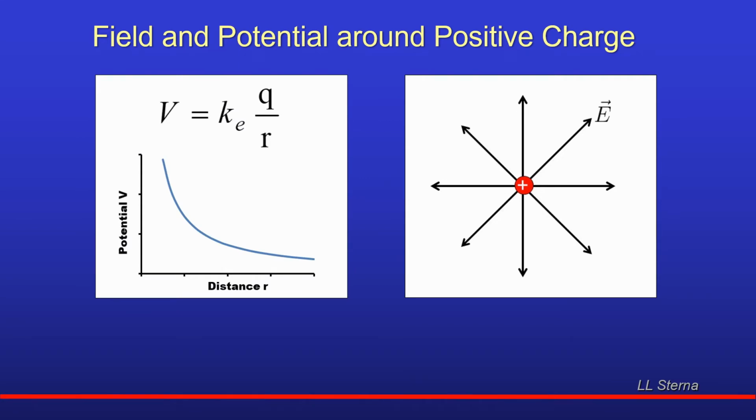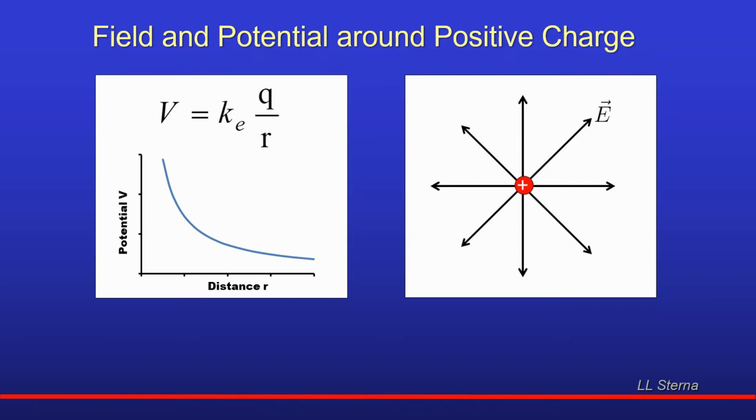Here's the equation for the potential around a charge. That capital V for potential or voltage is equal to the Coulomb constant, K sub E, times the value of the charge divided by R. R is the distance from the charge. I've included a graph there to show you what the potential looks like in the vicinity of a positive charge. There are no numbers on the graph. It's simply to show you the shape of the curve.